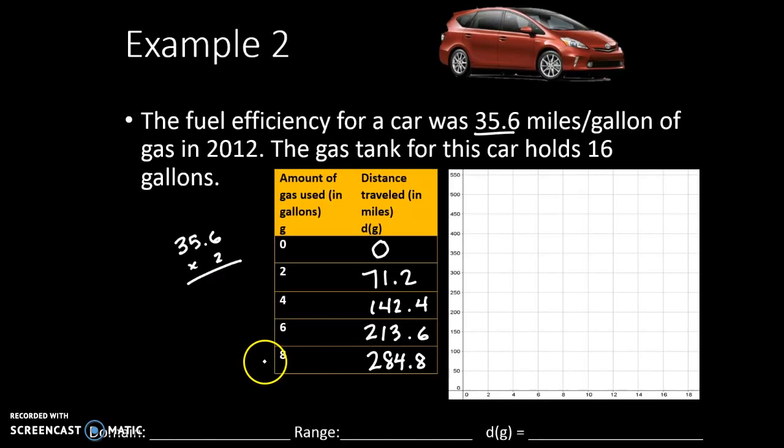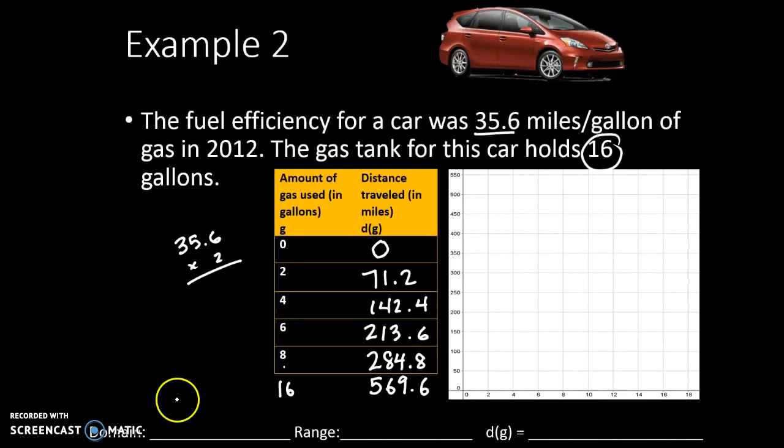Keep in mind, this is not a full table, because this only goes up to 8 gallons, but they told me that my gas tank can hold 16 gallons. You might want to add a row for 16 gallons. If you use all 16 gallons of gas in the gas tank, then you're going to go 569.6 miles. That's as far as you can travel on a tank of gas for this car.